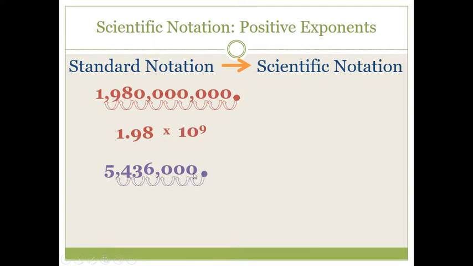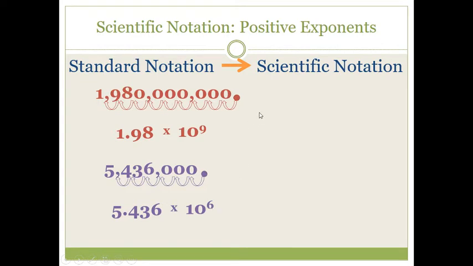All right, so I had to move the decimal back. It looks like 1, 2, 3, 4, 5, 6 times. So then I simply write 5.436. All the non-zero digits, notice, we write here as the first number. And then times 10 to the, yes, we had to move it 6 times, so it's 6.